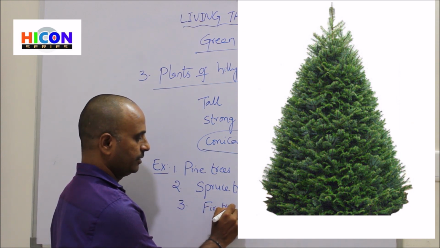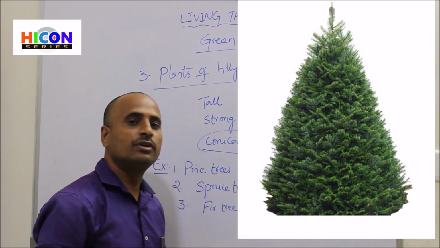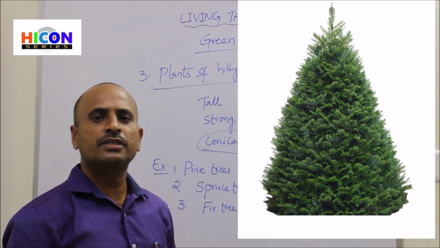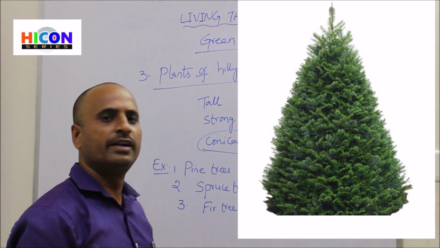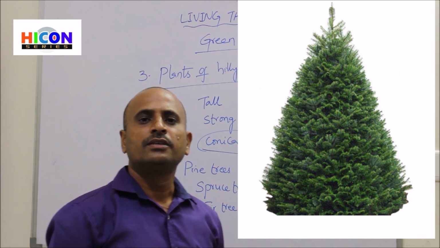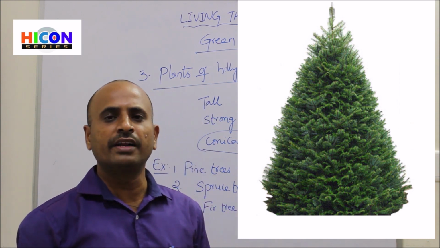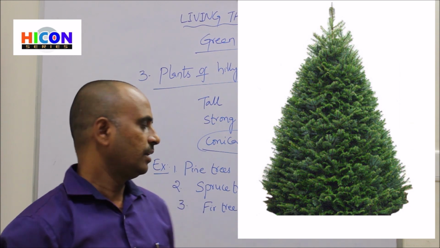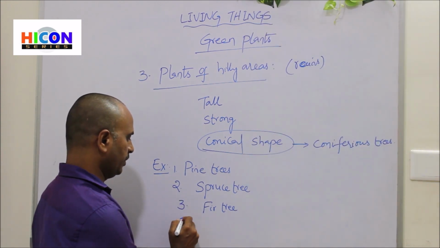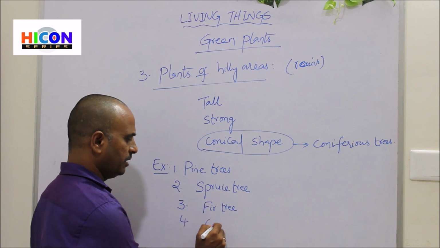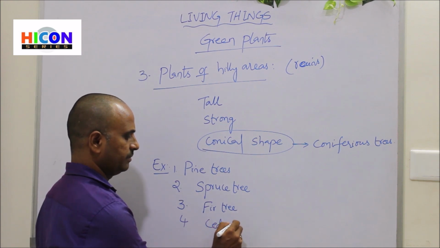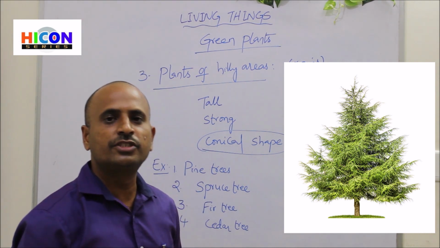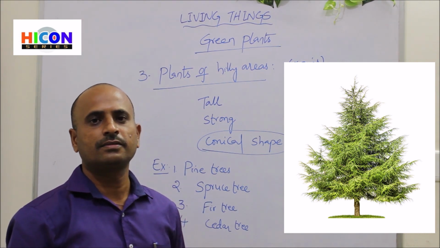Fir tree. This is also grown in hill areas especially. In the picture, you are observing a fir tree. So look at the picture. The picture is showing a fir tree. It is also in the shape of a cone. And the fourth example is cedar. Cedar tree. It is also an example for plants which are grown in hill areas.